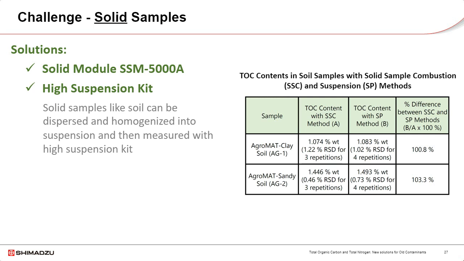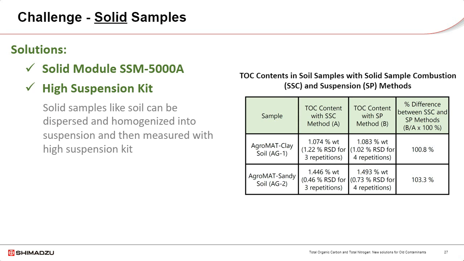So what we have done is we have developed a method where you can take these samples, like soils, for example, and you can disperse them into water, and you can homogenize them to create a suspension. What this allows you to do is then you can use the TOCL and even the ASIL auto sampler to measure these samples. So you can run more samples faster, thus increasing the throughput of these samples.